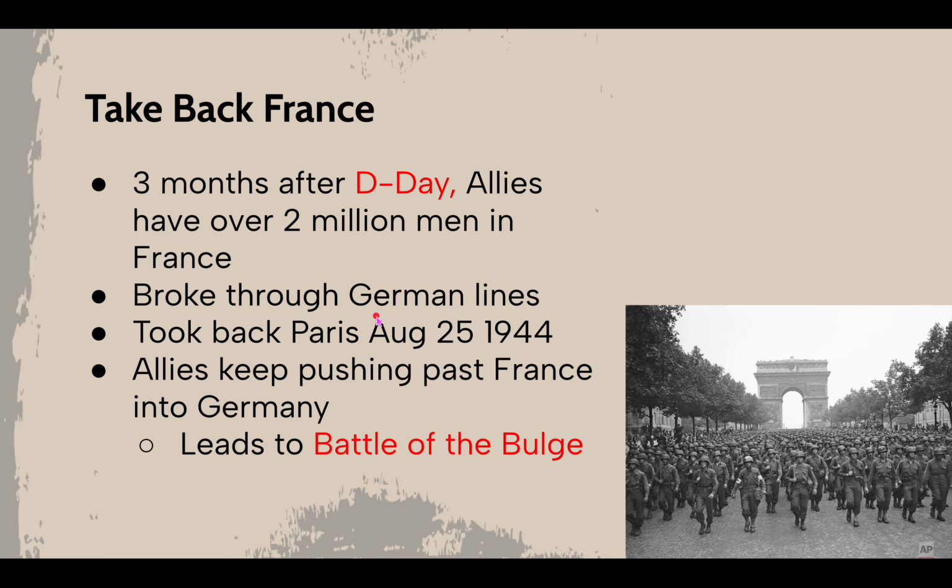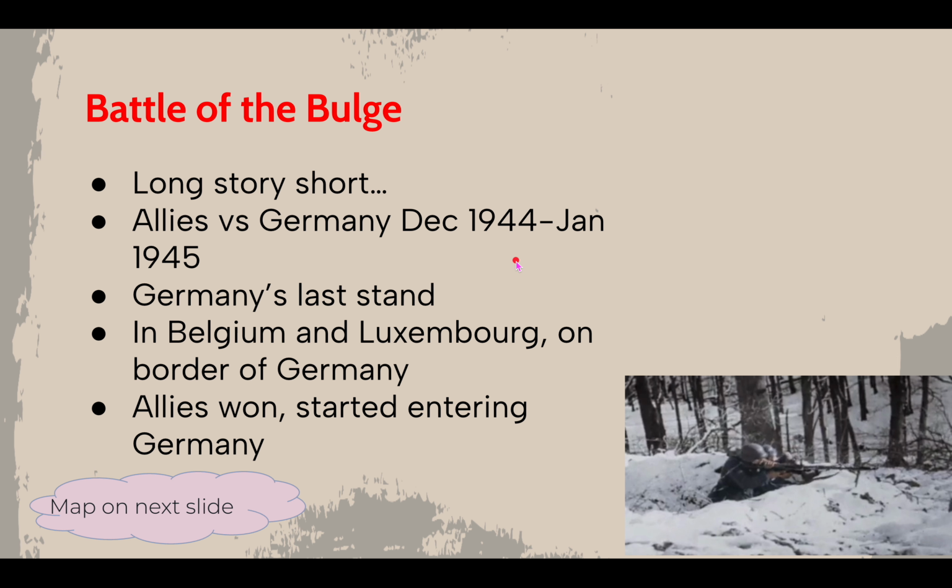All right, so 3 months after D-Day, the Allies have over 2 million men in France. They break through the German lines, they take back Paris on August 25th in 1944, and the Allies keep pushing past France and now into Germany. This leads to the Battle of the Bulge, which is also one of the more famous battles of World War II.